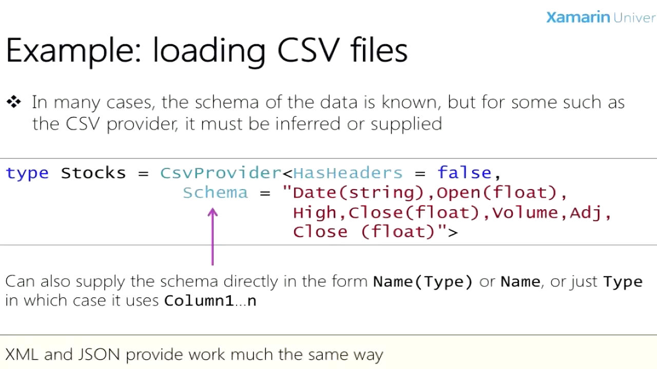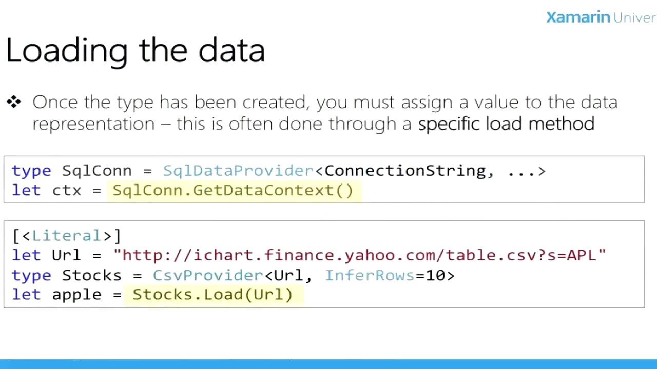Now, the XML and JSON type providers work in a similar fashion. You supply the file to a static property, and then the provider reads the data to decide the property names and types. And again, the interesting thing here is that the type provider reads this information at compile time, and you'll get full IntelliSense on the property names.